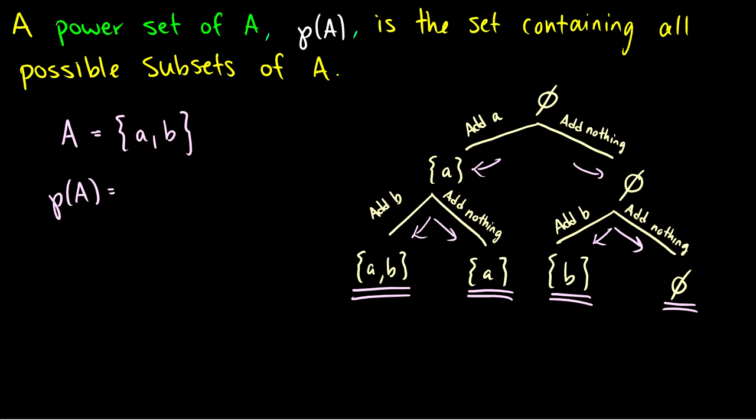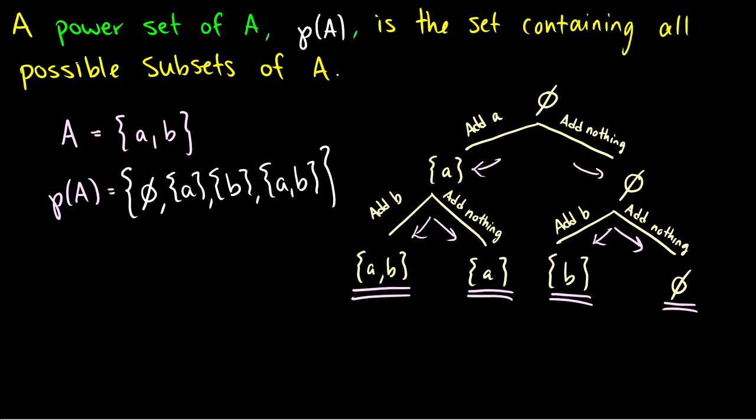So this tree doesn't really work when you get more and more elements, because it's just more and more writing, and it's really impossible at that point, and even super tedious to write it out. Now, these are all the possible subsets. The power set is the set containing all of that. So this would be the set containing the empty set, the set containing A, the set containing B, and the set containing A and B.